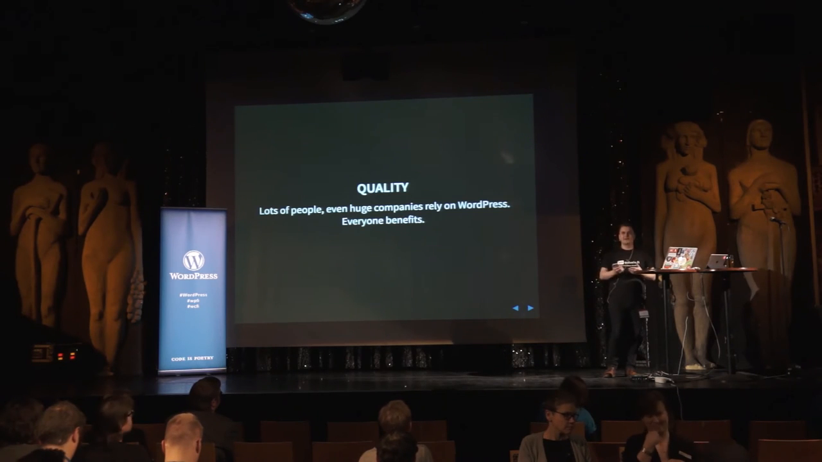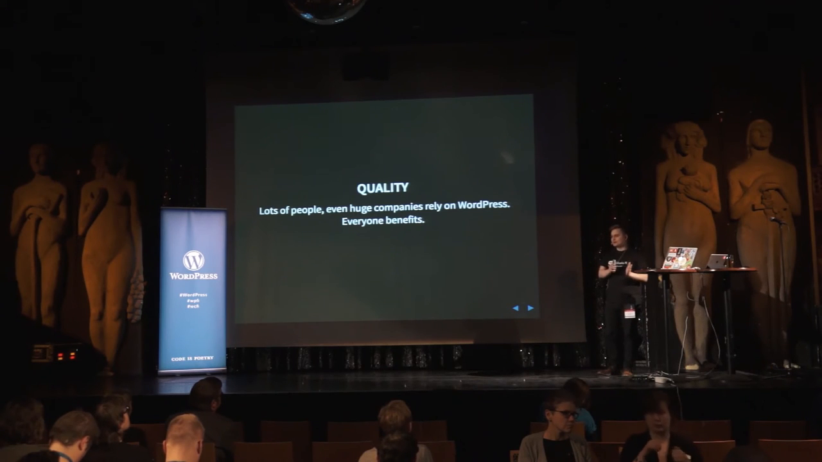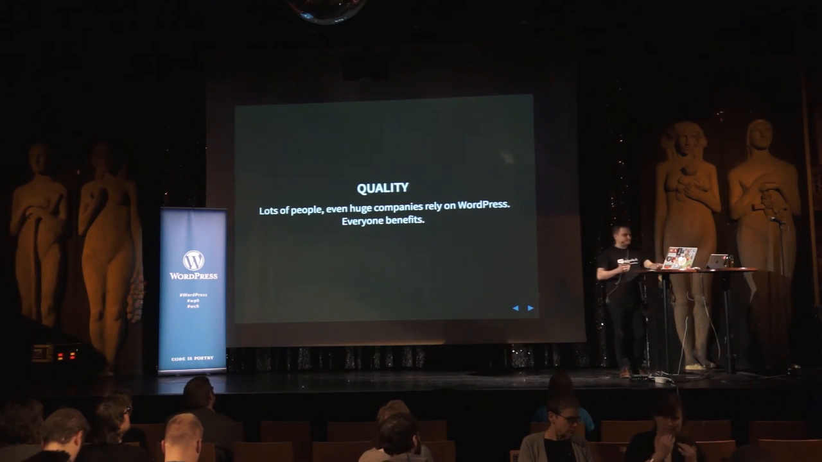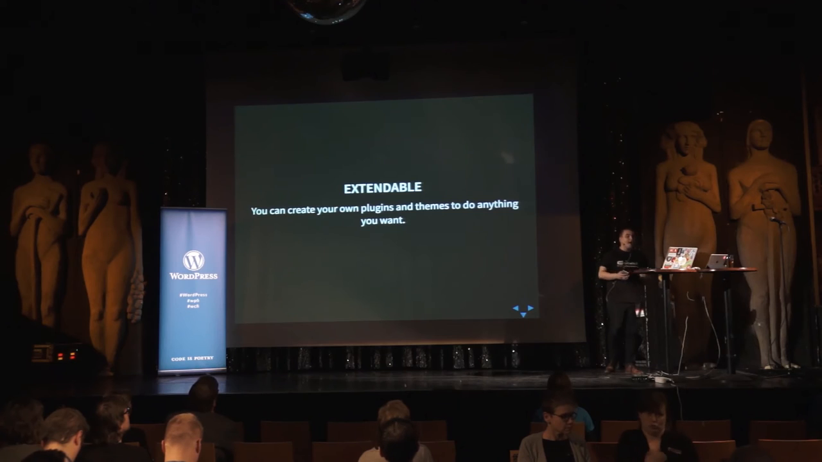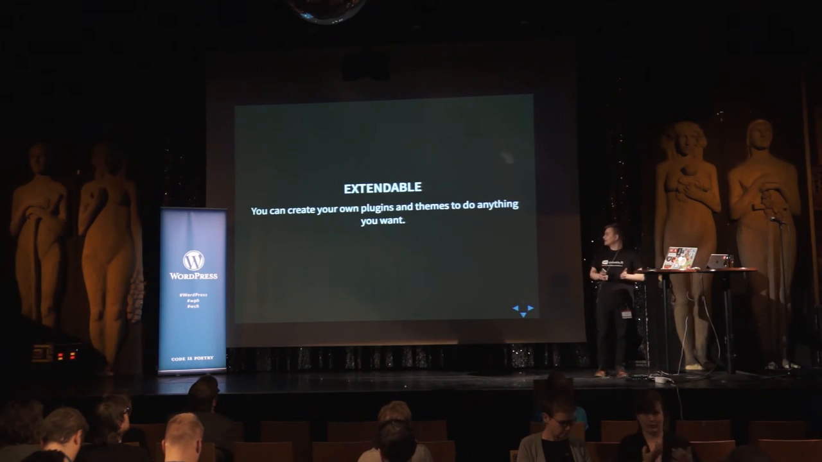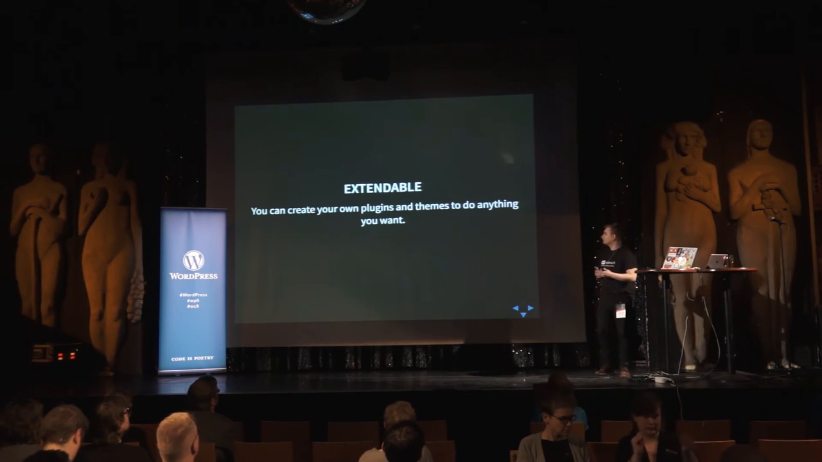And the REST API is another good example of that. It's a feature plugin that's actually right now in the process of being implemented in the core of WordPress. And this is all because it's open source. Lots of people can make changes to the code, and they can make it better, and everyone benefits from that. And just the ability to make it extendable, because you can modify the GPL code within WordPress, and you can make plugins and themes, and you can do anything you want with it. That's really, really powerful.